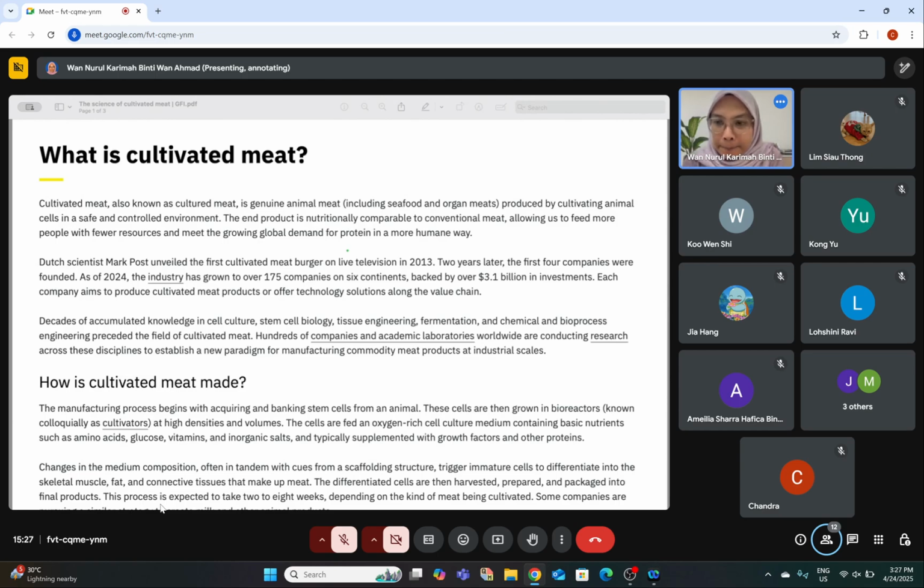Anybody? Doctor, probably economic. Economy, okay. Why? Because the market of the conventional meat is probably going to be compared to the cultivated meat. When cultivated meat is better than the traditional one, the market will disrupt or something.